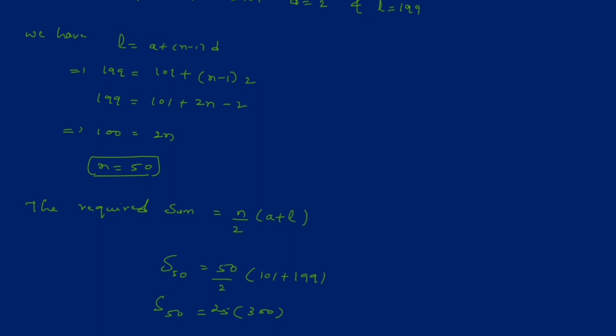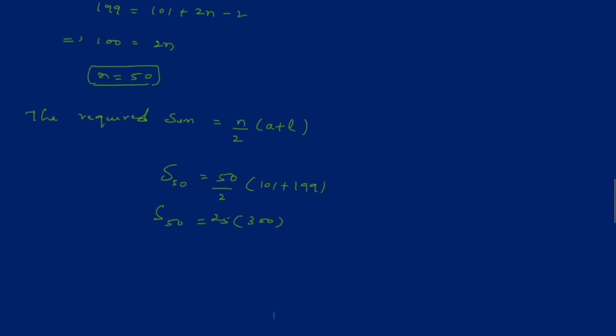So multiply this, you'll get the sum, which equals how much? 300 into 25 is 25 times 3 is 75, 00 as it is, therefore 7500. So the sum of all odd integers between 100 and 200 is 7500, right? Next we will see one more example.